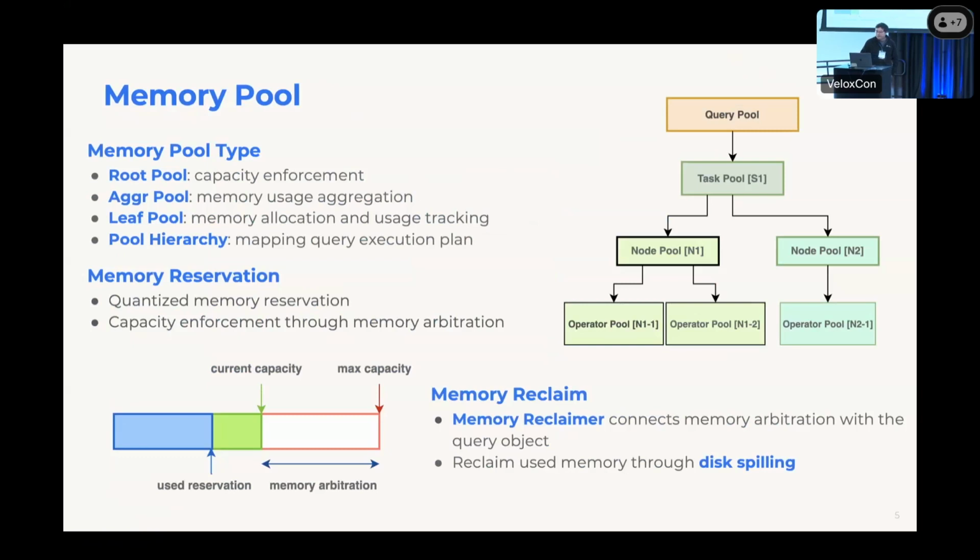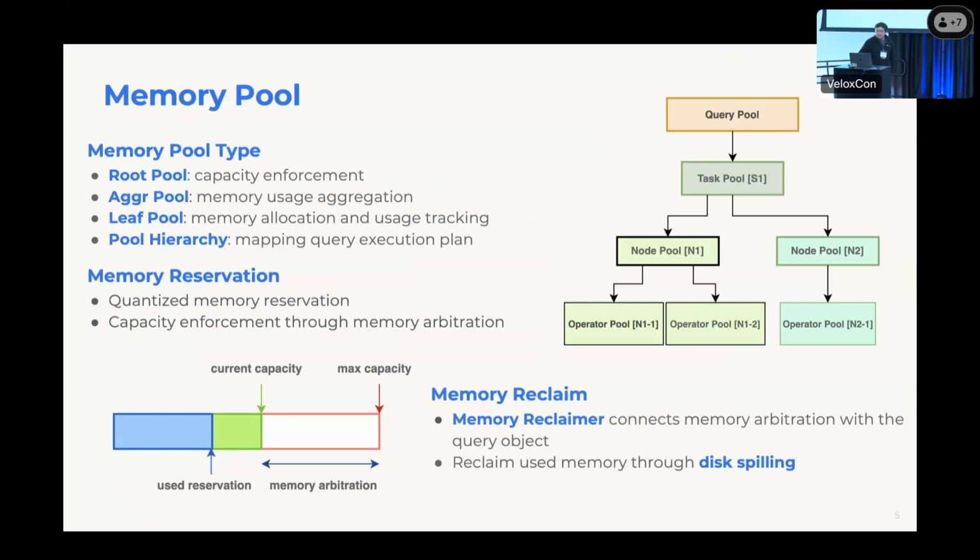The last function of the memory pool is memory reclaim. That is to help the memory arbitrator reclaim the used memory from the query. Each memory pool has an associated memory reclaimer, which helps connect the memory pool with the associated query object. Take the operator, for example. The operator's memory reclaimer connects the operator pool and the operator. Whenever the arbitrator tries to reclaim memory from the operator, the operator reclaimer reclaims the used memory from the operator through disk spilling.